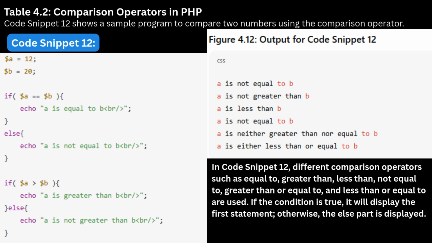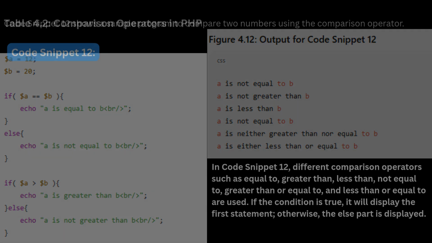Whenever a condition is true, PHP runs the first block of code. If it's false, PHP automatically switches to the else block and displays the alternative output. This simple logic becomes the foundation for decision-making in PHP programming, helping your applications react differently based on the values they're working with. Understanding how to compare values accurately is crucial for tasks like validating user input, performing checks before running certain operations, controlling the flow of your program, and creating dynamic, responsive applications.